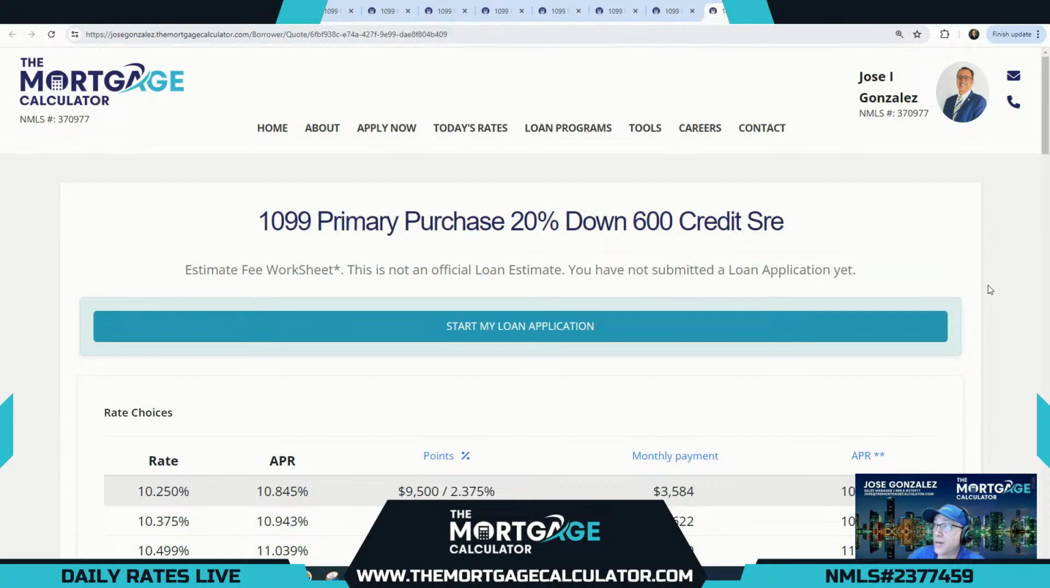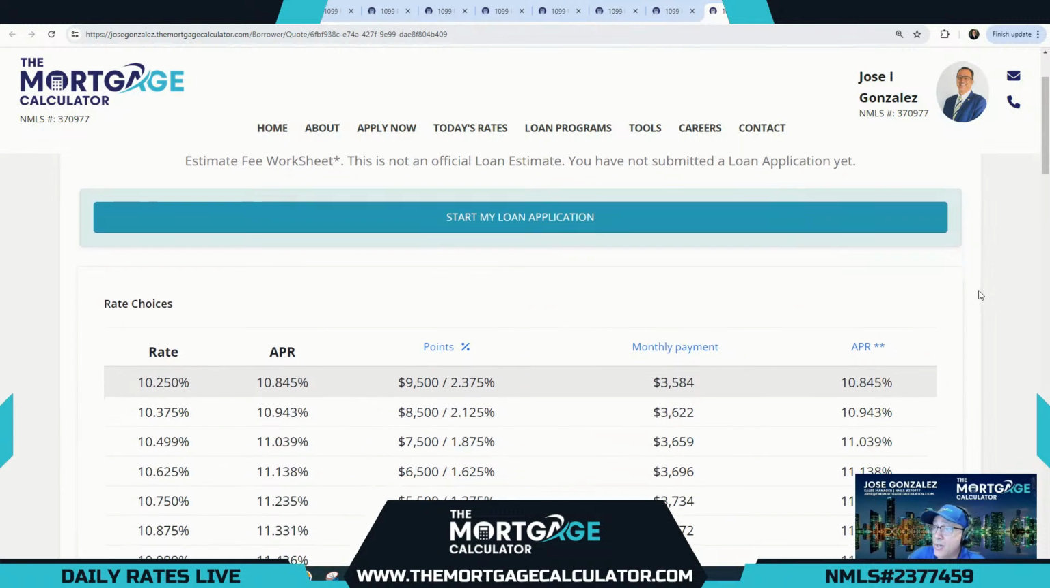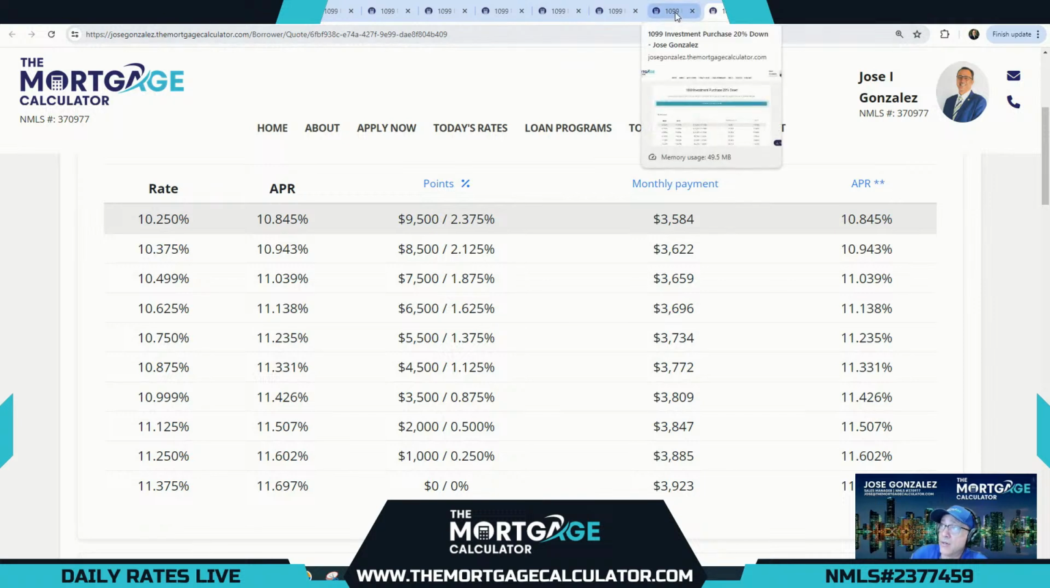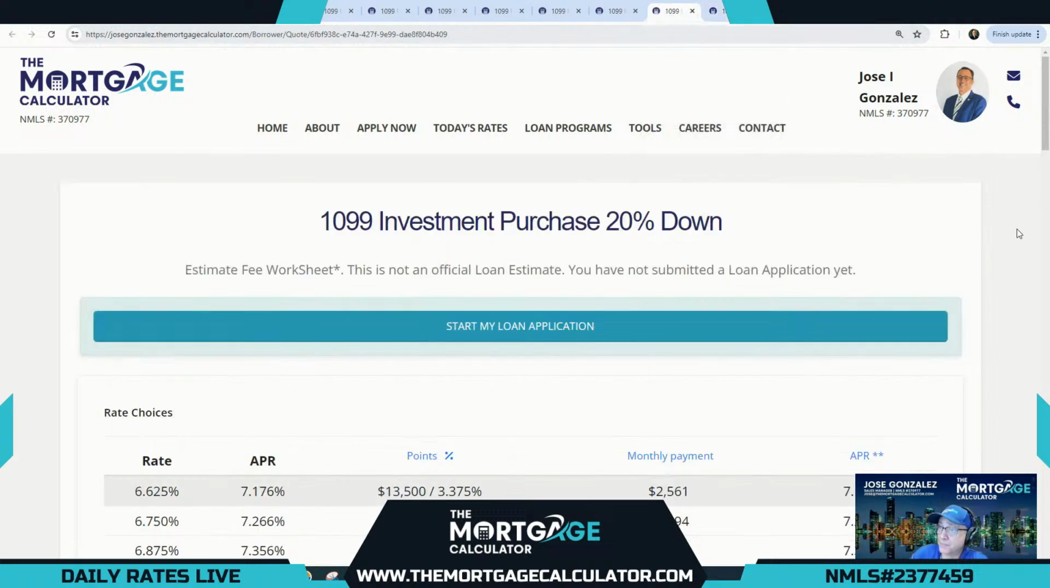Now our last option here for our borrower primary purchase is 20% down with a 600 credit score. Wanting to show you the low credit score option. 11.375 is our lowest cost option at par, and you can buy that down to 10.25% at a cost of 2.375 points for our 600 credit score, 20% down 1099 option.